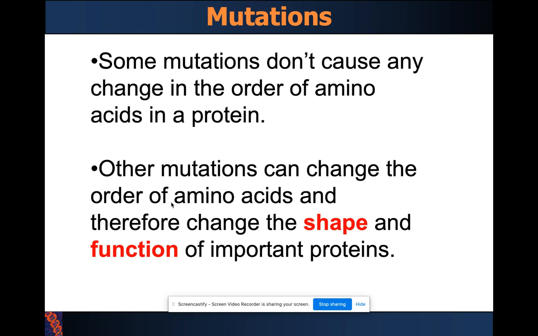Okay, some mutations don't cause any change in the order of amino acids in a protein. So if you switch from an A to a T or a G to a C or a T to an A, it doesn't matter. If it doesn't affect the amino acid, it's not going to affect the protein. So most mutations, I'd have to say, do not cause a problem. But other mutations can change the order of amino acids in a protein and therefore change the shape. Think about antibodies, enzymes, hormones, receptors. Those are all proteins. And if you change their shape, they don't work anymore. Okay, so mutations are bad when they change the shape of a protein. Remember that DNA codes for proteins.